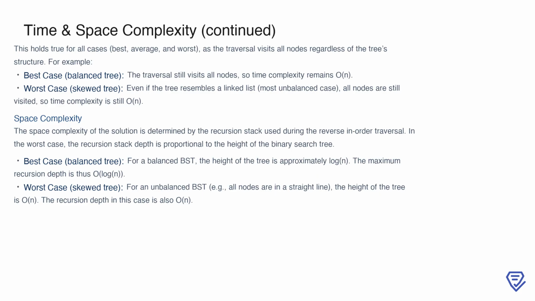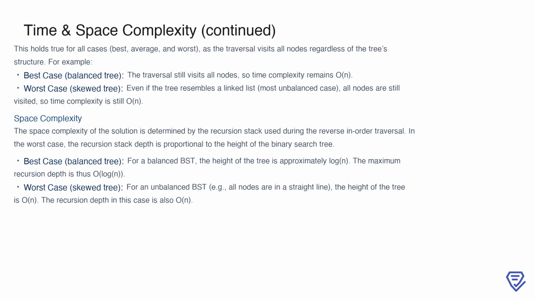This O(n) time complexity applies consistently, regardless of the tree's structure. For example, in the best case, where the tree is balanced, all nodes are still visited during the traversal. In the worst case, such as a highly unbalanced tree resembling a linked list, the traversal still processes all nodes. So, whether the tree is balanced or skewed, the time complexity remains O(n).